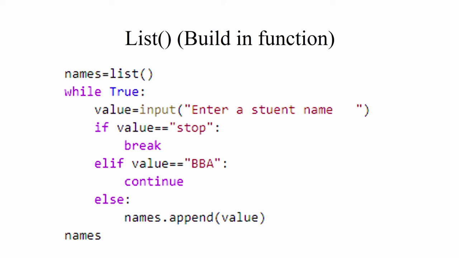Else, print or add the value to the list. It means if the value was equal to stop, then break the loop and go out of the function. And elif value was equal to BBA, then the loop will be continued, and it will ask for more strings. Else, if it was a string other than stop and BBA, then it will be added to the list. So thank you.